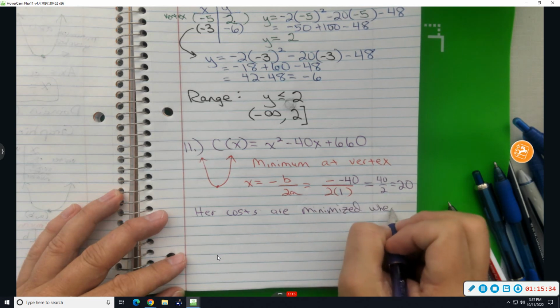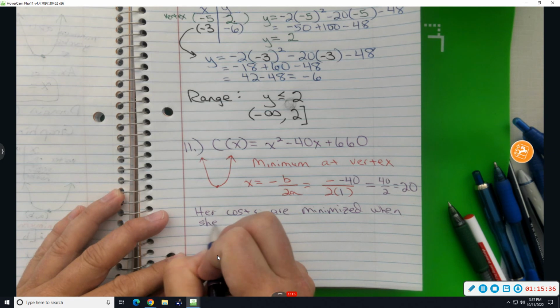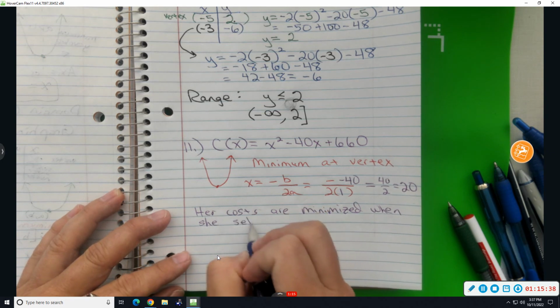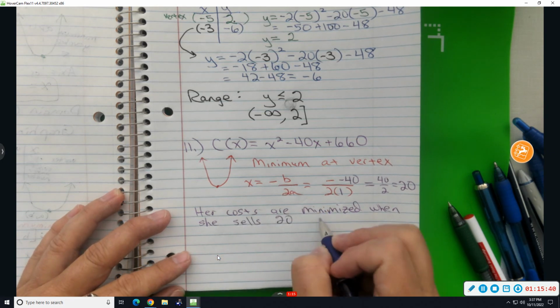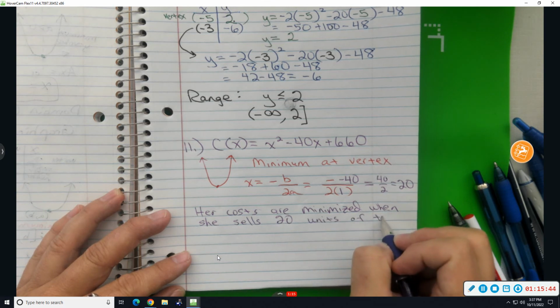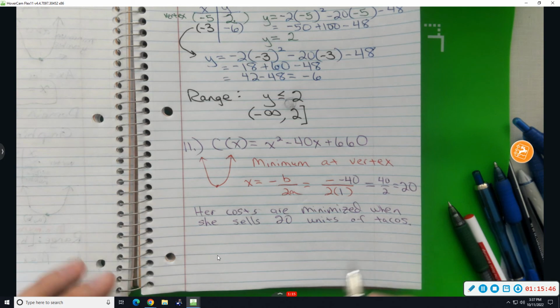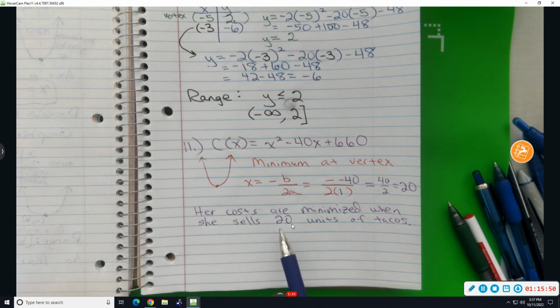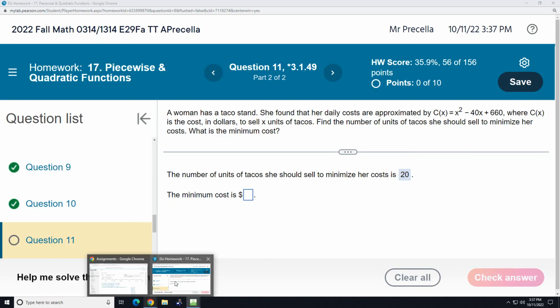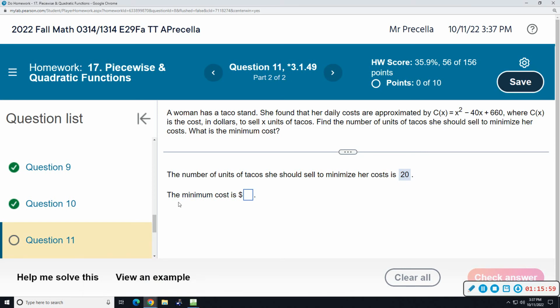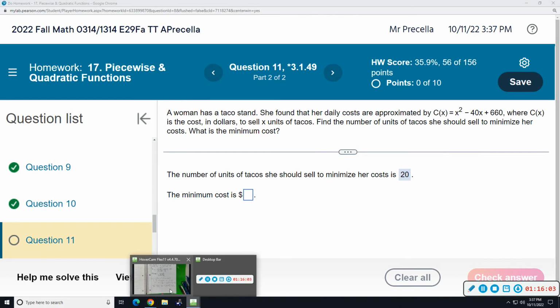When she produces and sells, I'm just going to say sells, 20 units of tacos. Realize that's not $20. If we want to know how much it's going to cost for her to make those 20 units of tacos and sell them, how would we find the actual cost? What's that minimum cost? Put it through the equation.